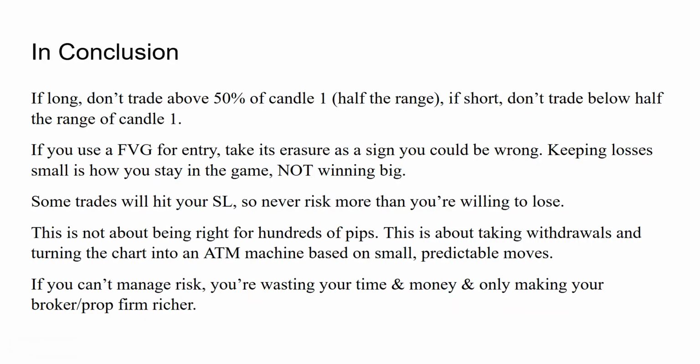So in conclusion, if long, do not trade above 50% of candle one. Just don't do it. If you're short, don't trade below half the range of candle one. Those are the highest probability that you're going to get for candle three. That way, even if candle three comes all the way back, you're out. You should have been done by that point. Now, if you use a fair value gap for entry, be sure to take its disappearance or erasure as a sign that you could be wrong. Keeping losses small is how you're going to stay in this game.